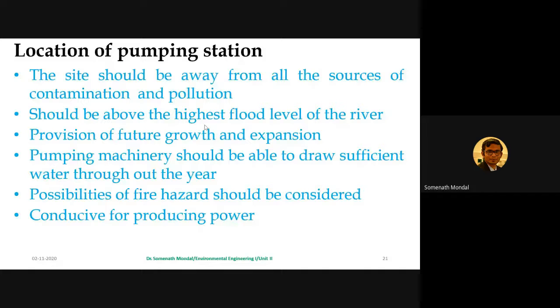So with this, we'll stop today. In the next class, we'll be discussing the distribution system. Pipe is another important component, so that I'll discuss after the distribution components. So with this, we'll stop today.